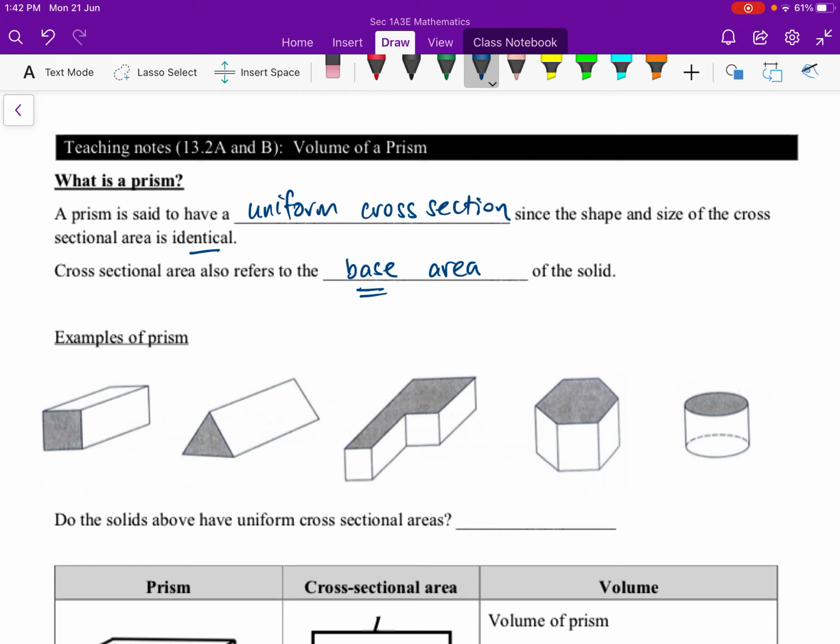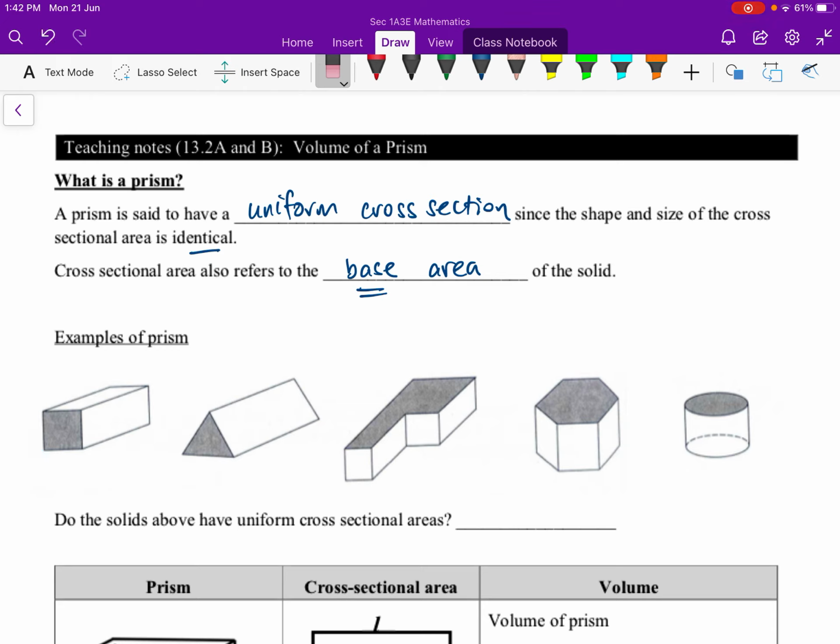So a solid, for example, in this case, a prism, a cuboid, you can make it stand on any of its surfaces. So the base area, the cross-sectional area, does not necessarily have to be at the bottom. So let's take a look at the first example.